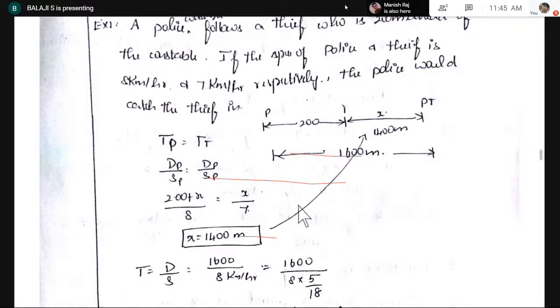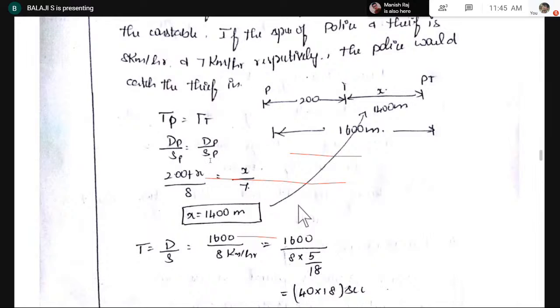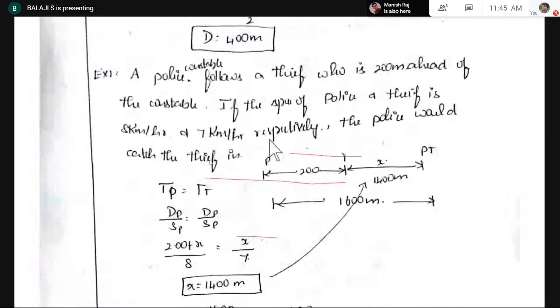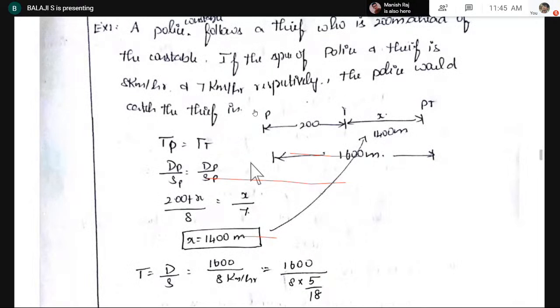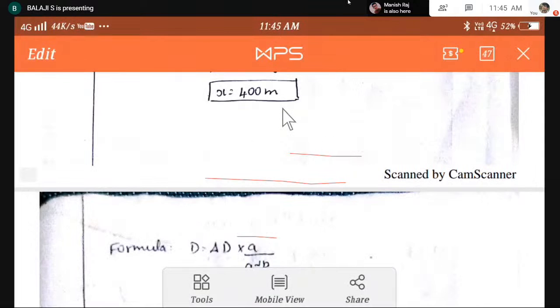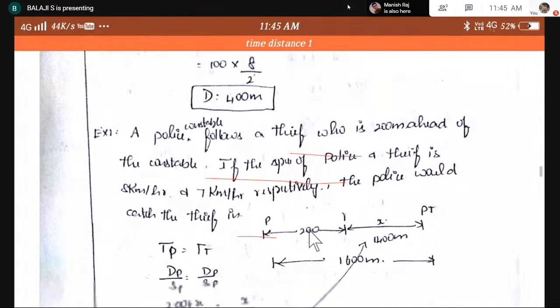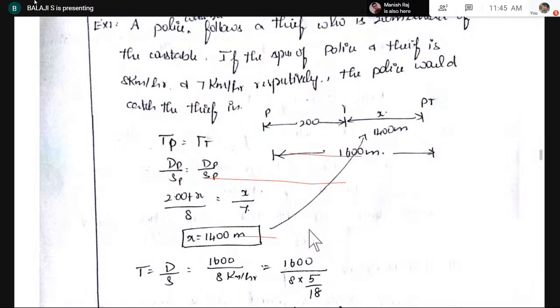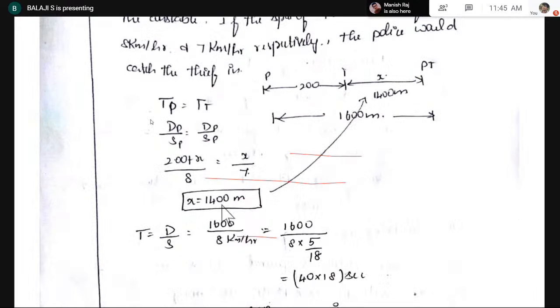In this question they are also asking, if the speed of the police and the thief is 7 kilometer per hour, the police would catch the thief in. In some questions they will ask the distance. In the previous question they asked only distance. But in this question they ask time. They don't give the time directly, but in the options they will give time. What we must do is find the distance by our normal procedure, and we know time is equal to distance by speed. What is the distance? 1600. What is the speed? 8 kilometer.